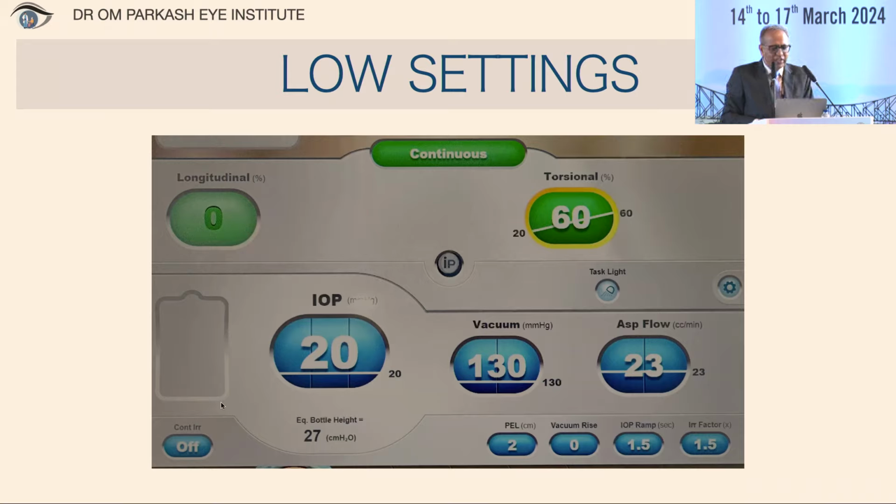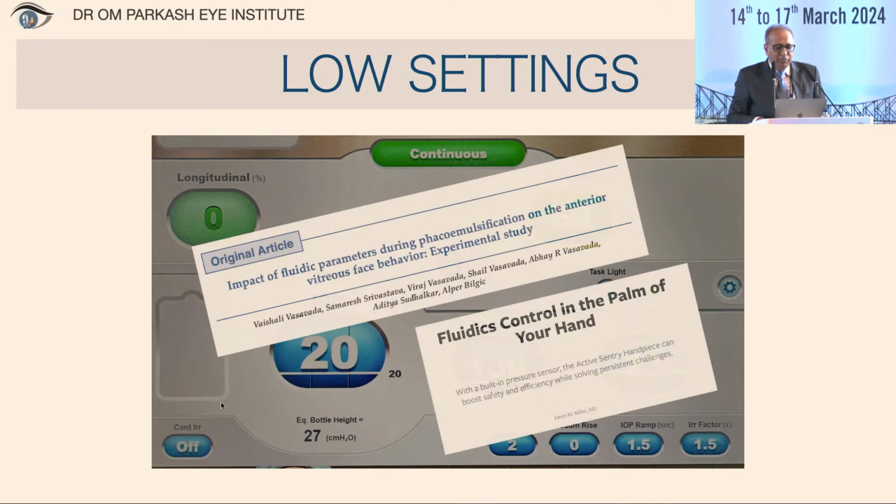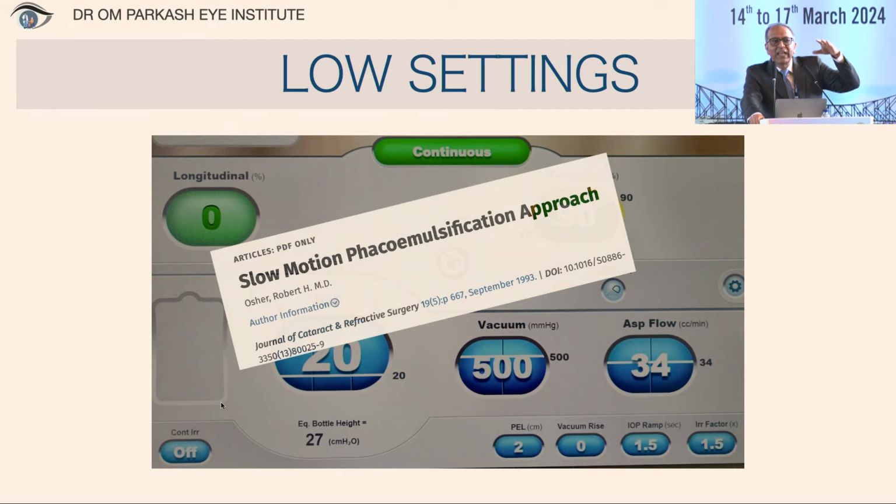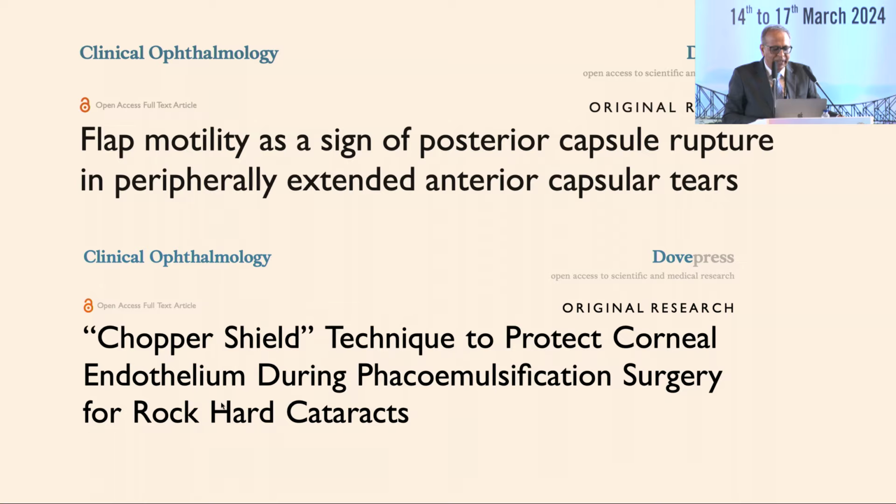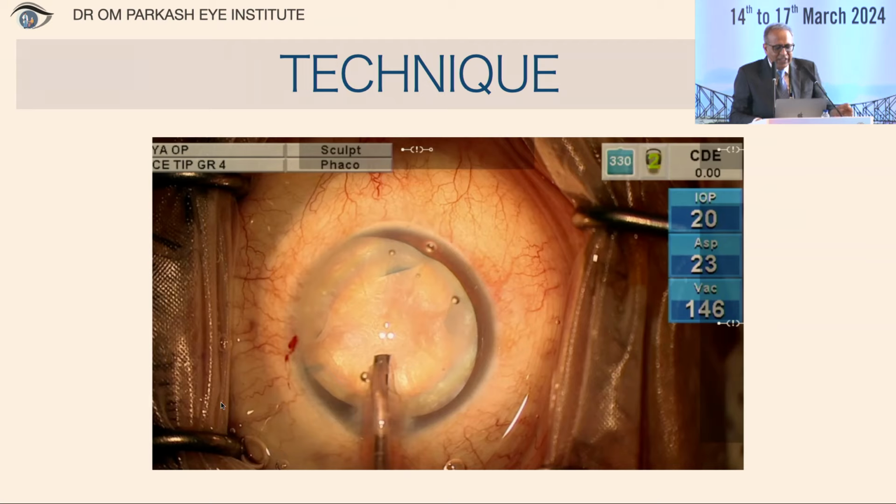Now let's see, these are the IOP settings which I use: 20, which boils down to 27 centimeters of bottle height, and 23 is the flow rate. Because it has been seen that if your bottle height is more, even with an intact hyaloid phase and an intact posterior capsule, the hyaloid phase breaks, and it has been shown by Dr. Abhay Vasavda and company. This flap motility sign as a sign of posterior capsule rupture has been a published technique. So let's see the technique.